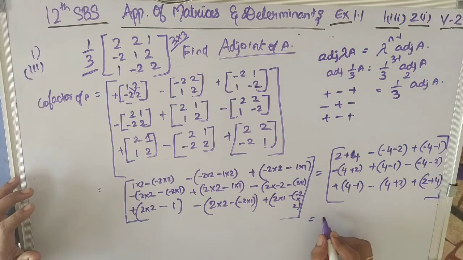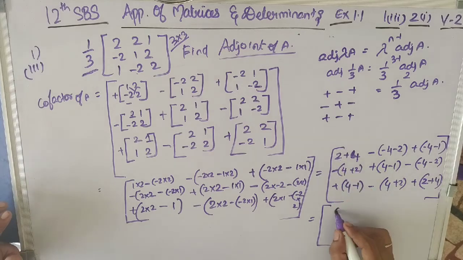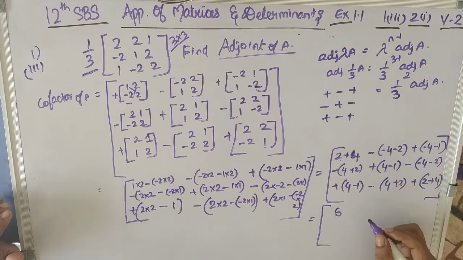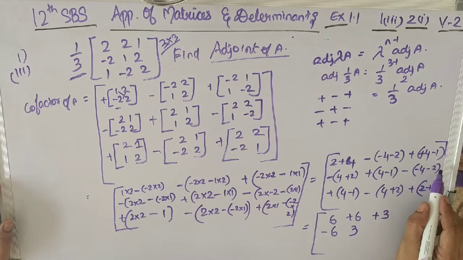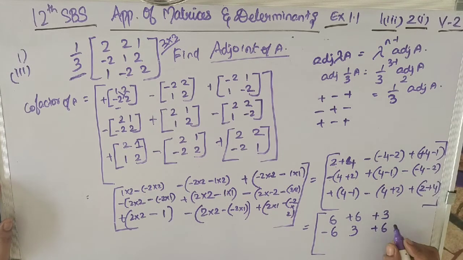Okay. Now finally we can find the cofactor. 2 plus 4 is 6. Minus of minus 6 is plus 6. Okay. Plus 4 minus 1 is plus 3. Minus of 4 plus 2 is minus 6. 4 minus 1 is 3. Okay. Minus 4 minus 2 is minus 6. Plus of 4 minus 1 is 3. Minus of 4 plus 2 is minus 6. Plus of 2 plus 4 is 6. This is the cofactor of A.